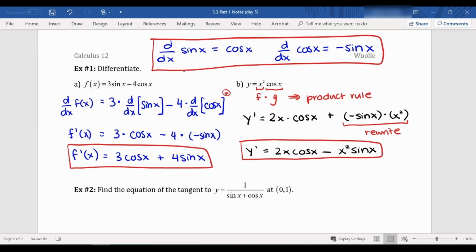Okay. If you want, you can factor out an x here because there's an x in both terms, but you do not have to. If you do that, you get x times 2 cosine x minus x sine x. Either one is fine.